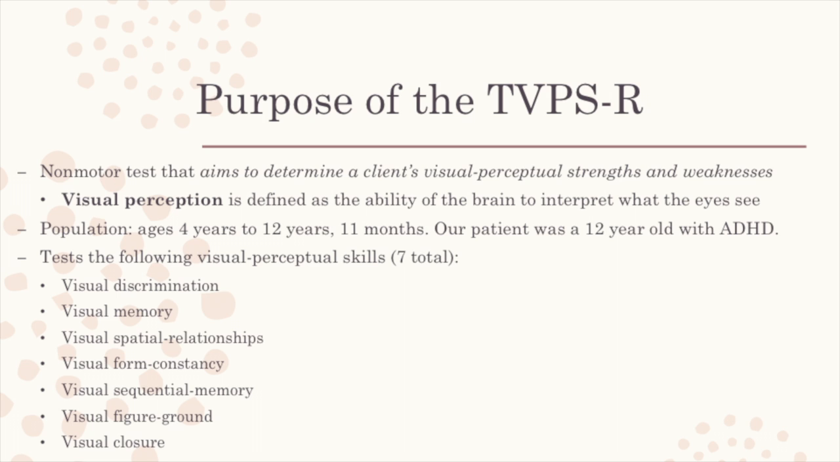It tests the following visual perceptual skills. There are 7 total: visual discrimination, visual memory, visual spatial relationships, visual form constancy, visual sequential memory, visual figure ground, and visual closure.